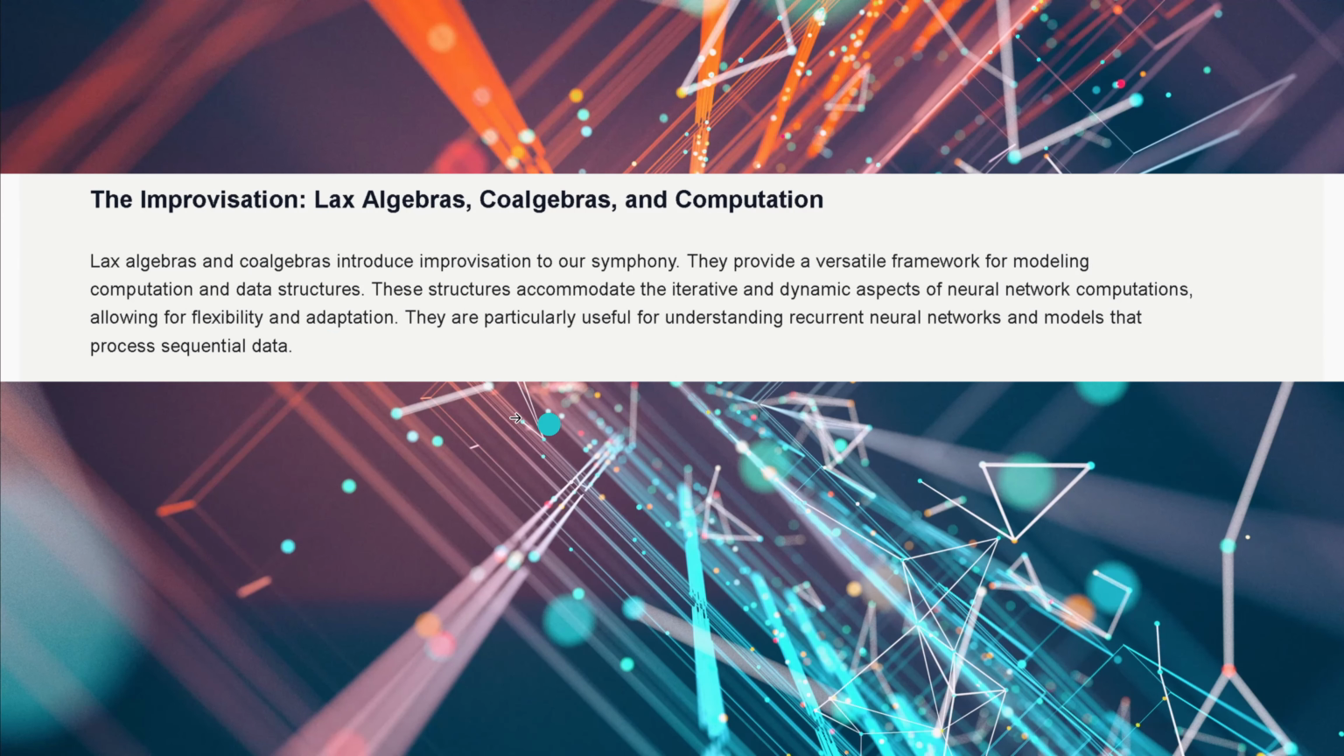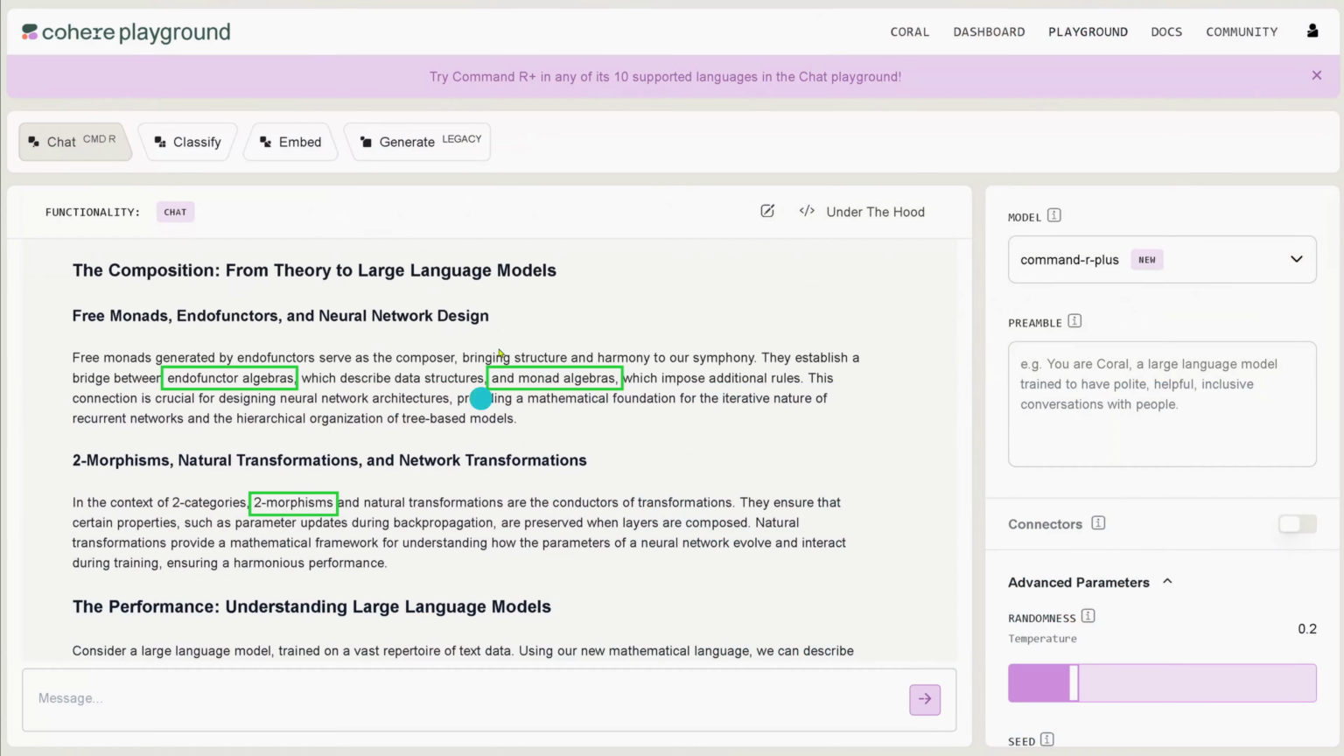And then we have jazz. We have improvisation happening. And here we have Lax algebras, co-algebras, and computation. Beautiful. But then let's come back here. We have now the final composition. So we go from the mathematical theory to the application in our LLMs.